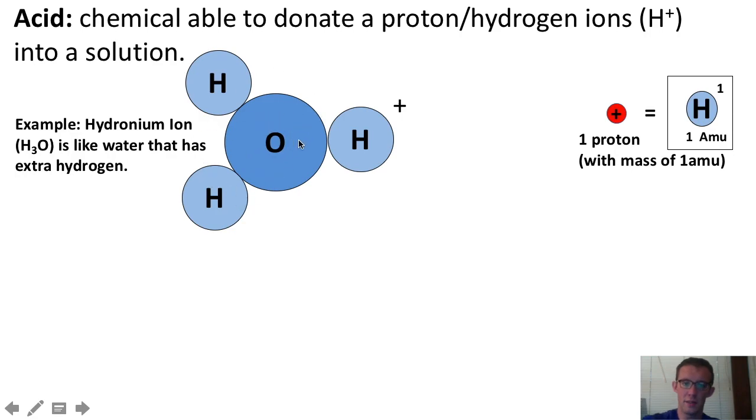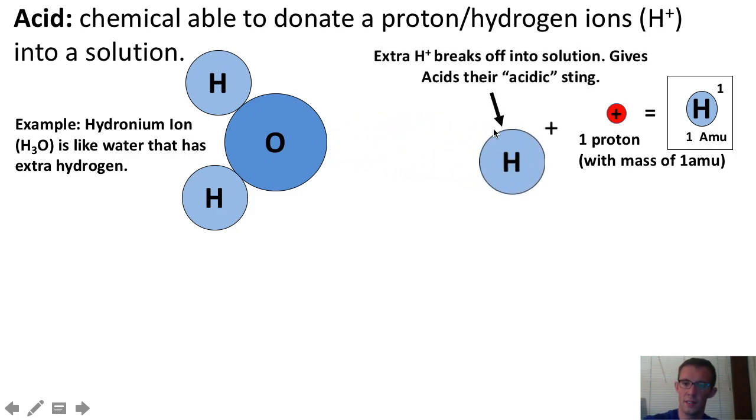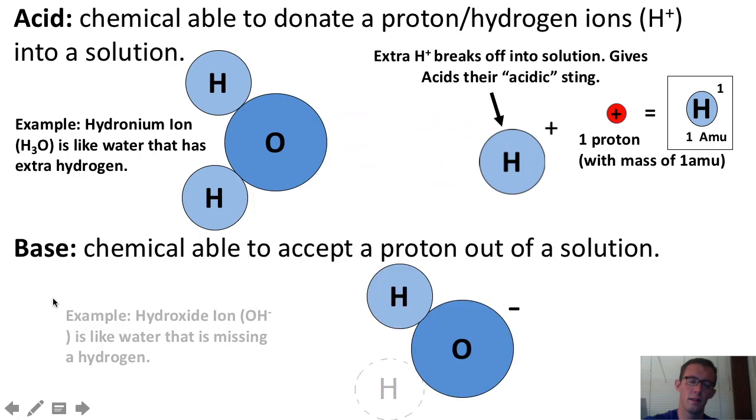And you'll notice that H3O looks very similar to water, except it has an extra proton, an extra hydrogen ion, which it is able to donate into solution. And so it's these extra hydrogen ions that give acids their acidity. It gives them their sting.